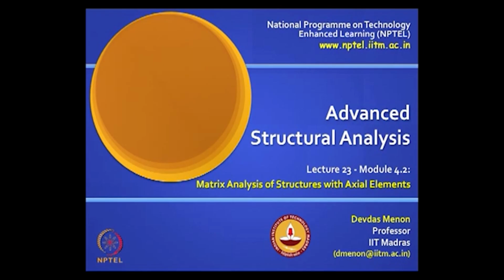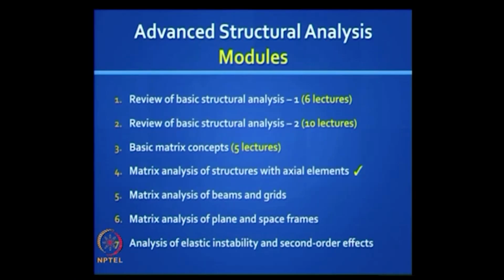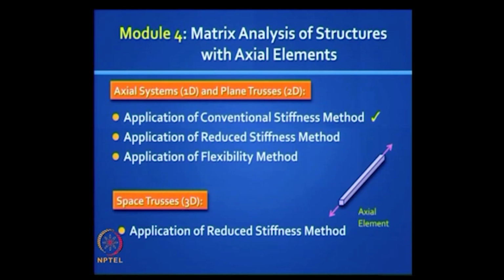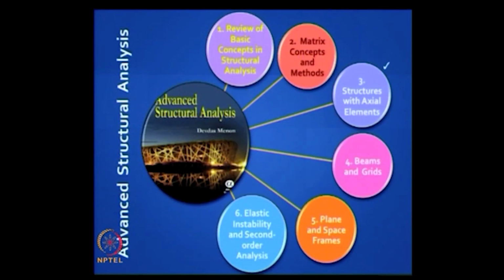Good morning, this is lecture number 23, module 4 on matrix analysis of structures with axial elements. If you recall, we started this topic in the last session and we introduced the conventional stiffness method. We are going to continue with that method and show how it can be applied to analyzing axial systems and plane trusses. This is covered in the book on advanced structural analysis.